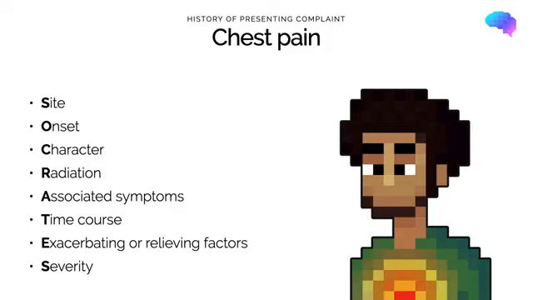This is really important in the context of chest pain, as it can help differentiate between key conditions such as stable angina and MI, with the chest pain from angina typically lasting less than 20 minutes.